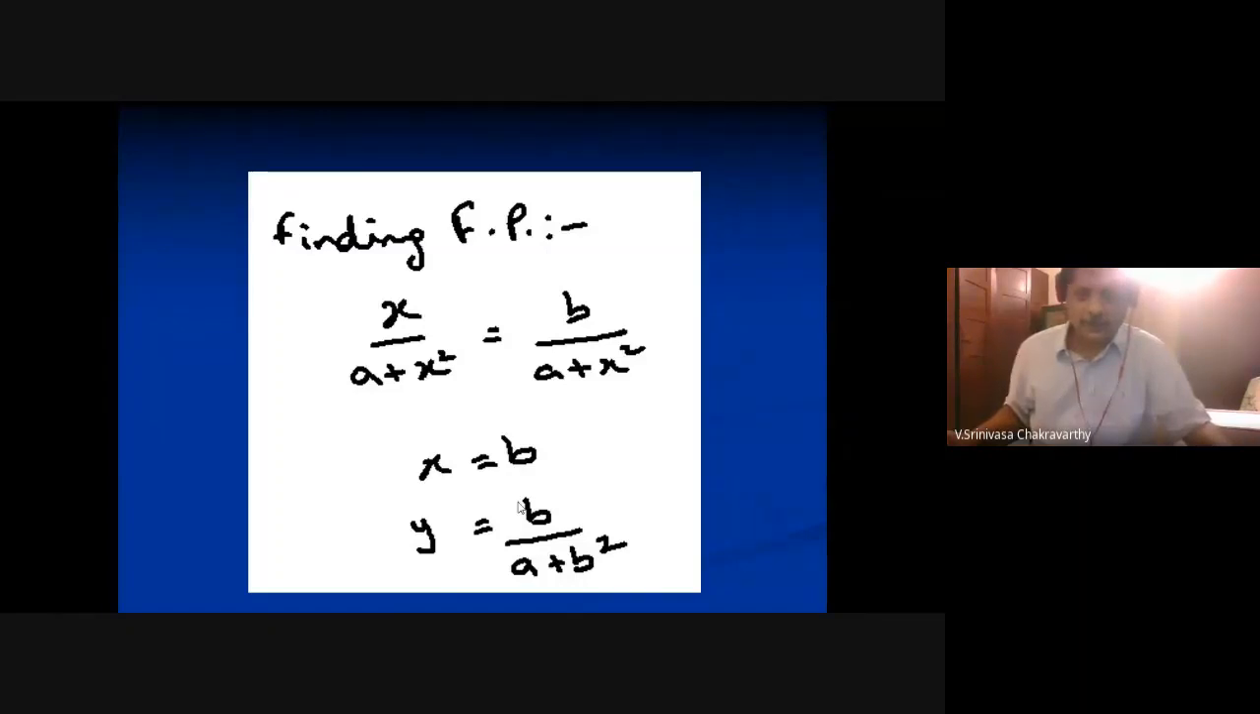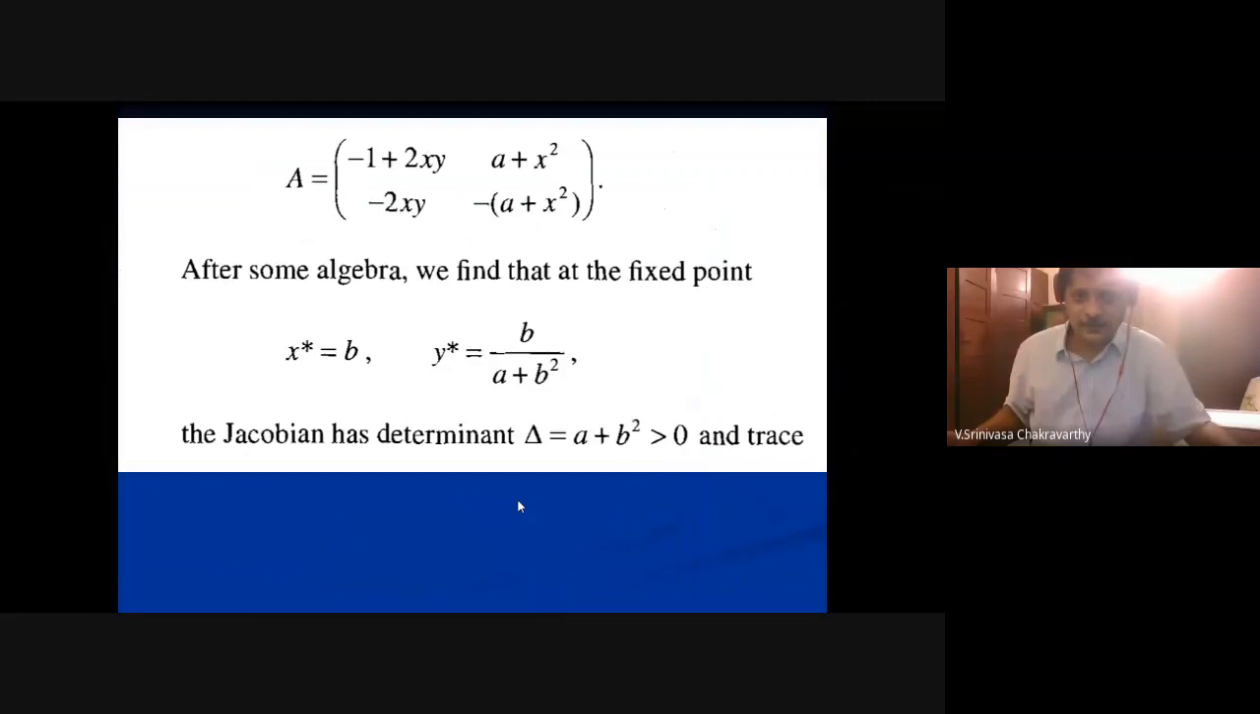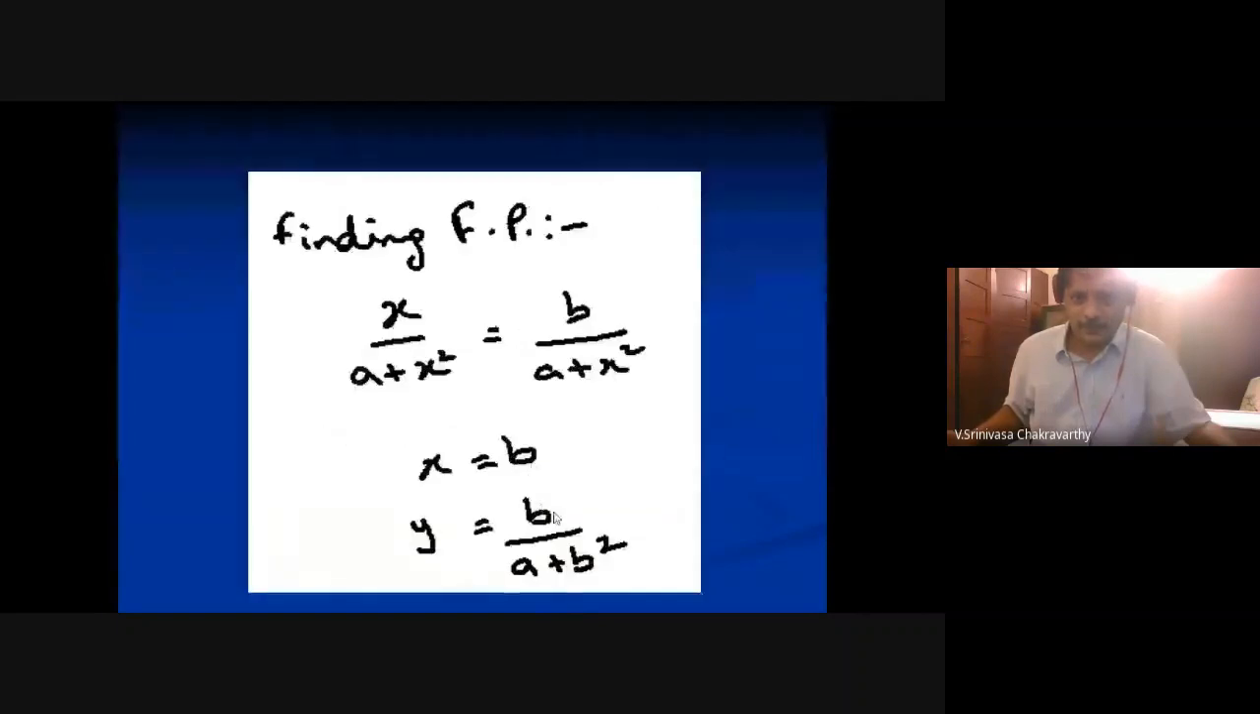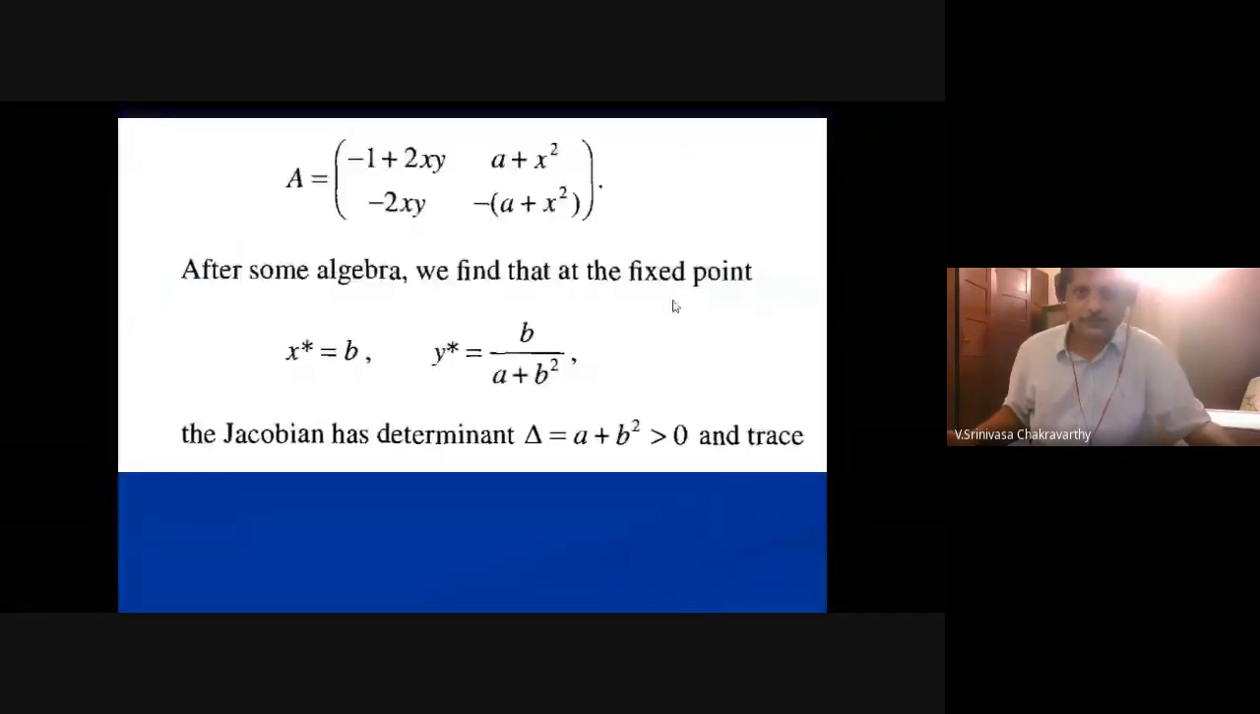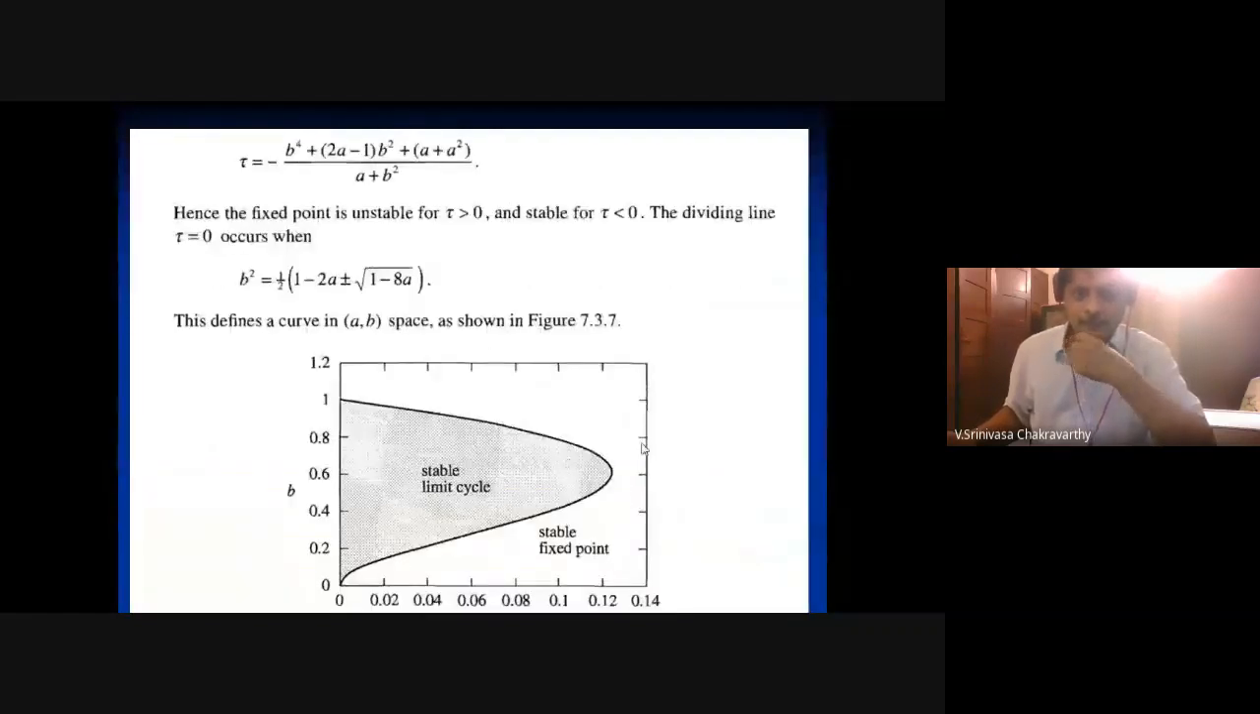Now at this point, you need to linearize the system and find the Jacobian, which happens to be this, and plug in these values b and b by a plus b square in this expression. Calculate the determinant, calculate tau, right? It turns out that the fixed point is unstable for tau greater than 0 and stable for tau less than 0, right? And the dividing line tau equals 0 occurs when this happens, and that curve happens to be this curve.